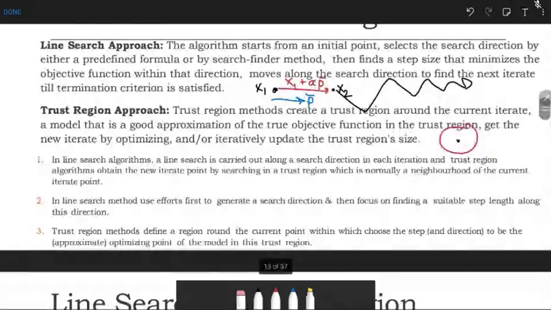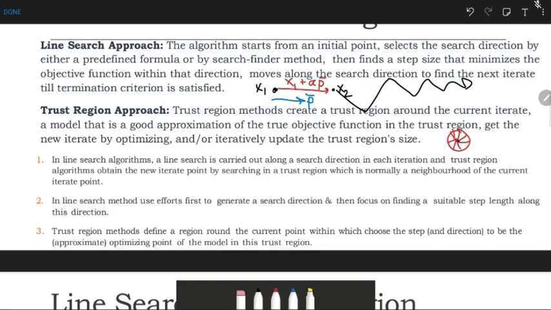In line search algorithms, a line search is carried out along a search direction in each iteration, and trust region algorithms obtain a new iterate point by searching in a trust region. Okay, I think what trust region is doing is it will take a very small neighborhood, and it will walk in all directions and find where the function is changing the most. If it's minimization, where it is decrementing. If it's a maximization problem, where it is incrementing. I think that is what is happening here.